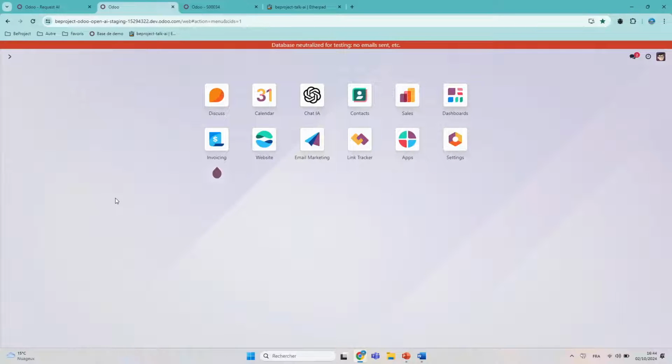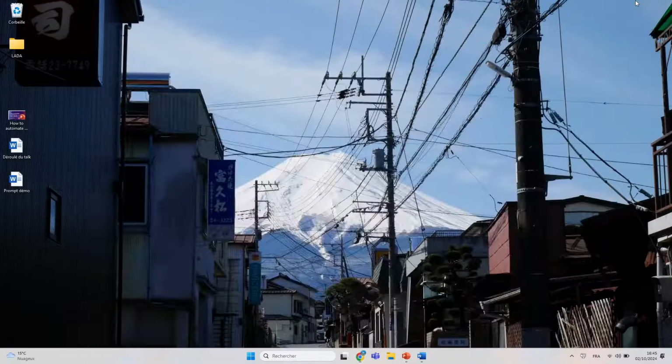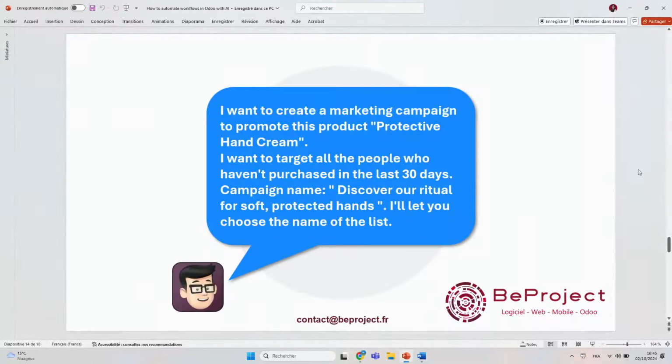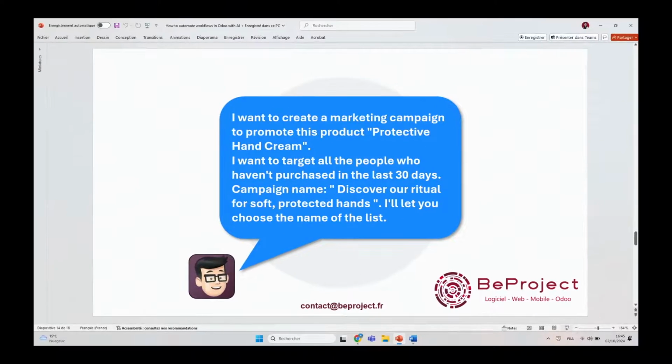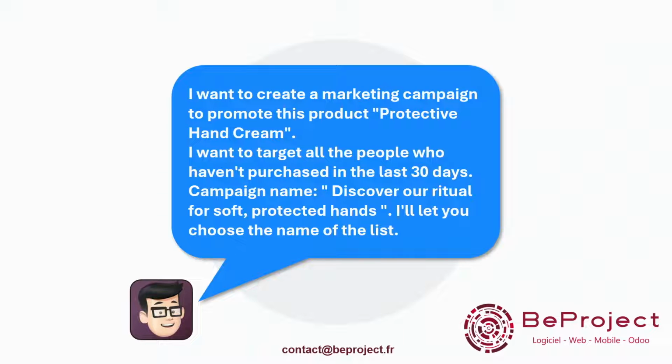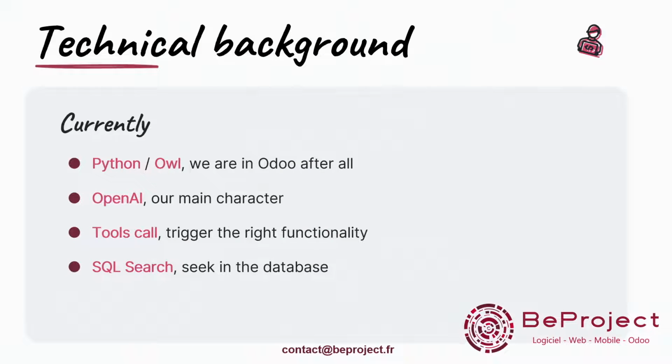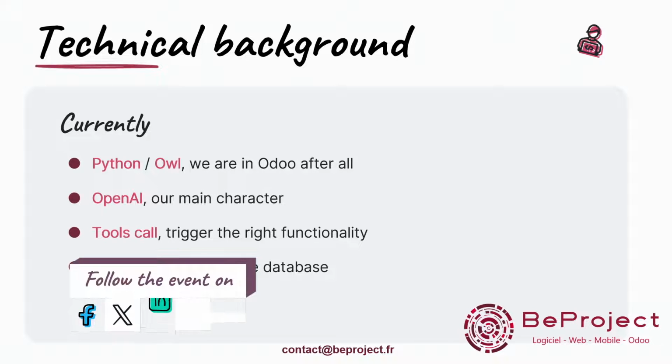You can do many other things with this module, but I'm going to present how everything has been made possible. This demonstration is possible because of this technical background. We are in Odoo, so obviously we are using Python and the JavaScript framework OWL. Those are technologies made to do Odoo.